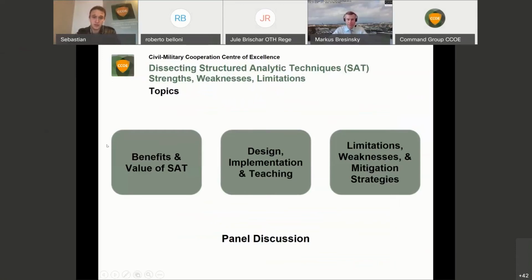We have split today's discussion into 3 main blocks. Sort of warm-up, we'll talk about the benefits and the value of SATs analysis. The second one, we would like to talk about the design, the implementation and teaching of SATs. And last but not least, we are going to address the limitations, weaknesses, and mitigation strategies.